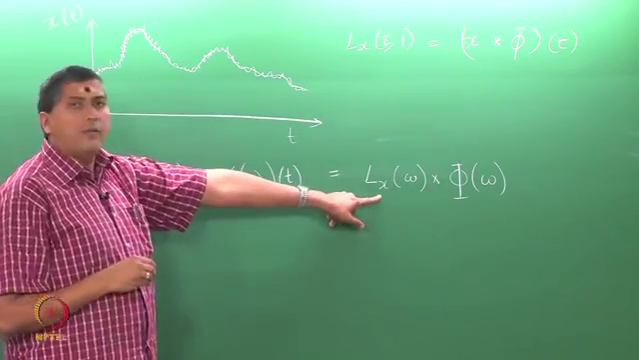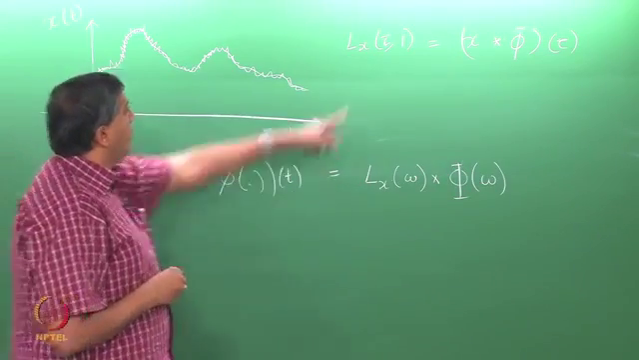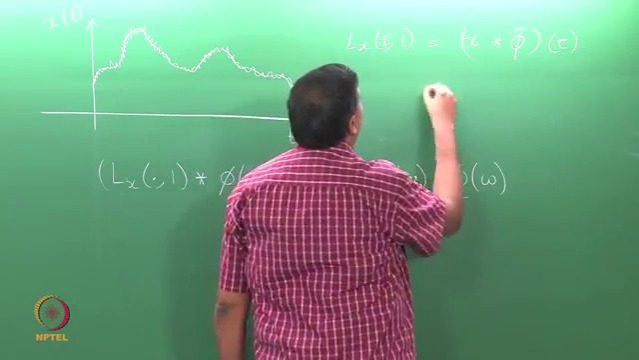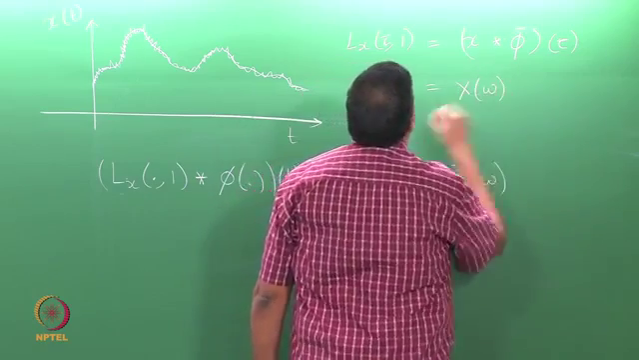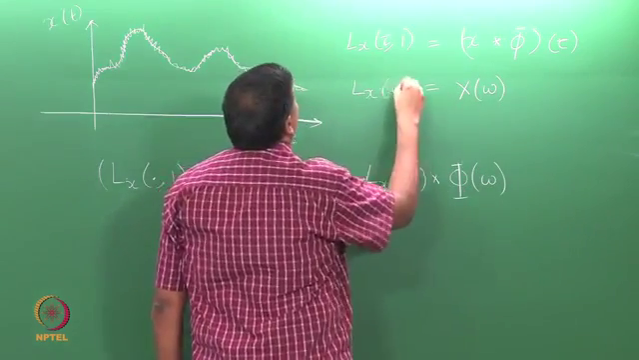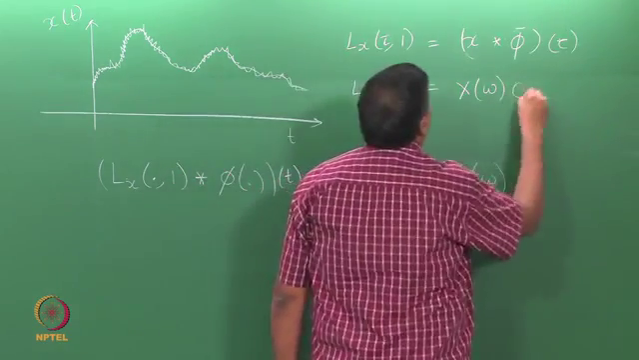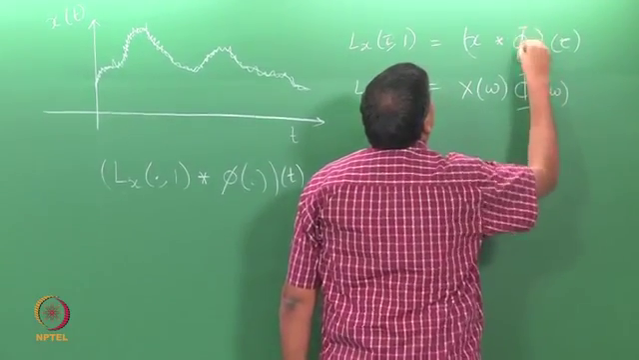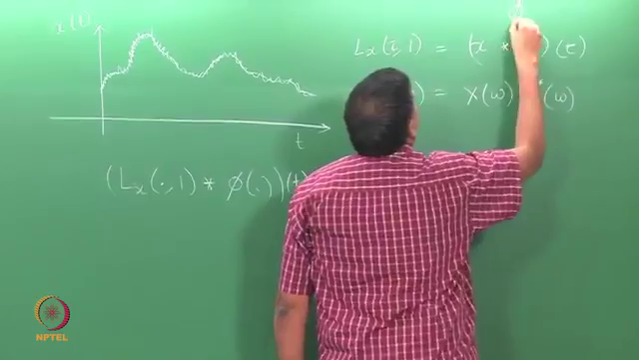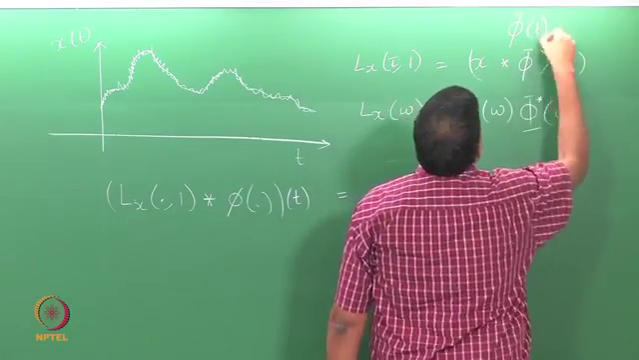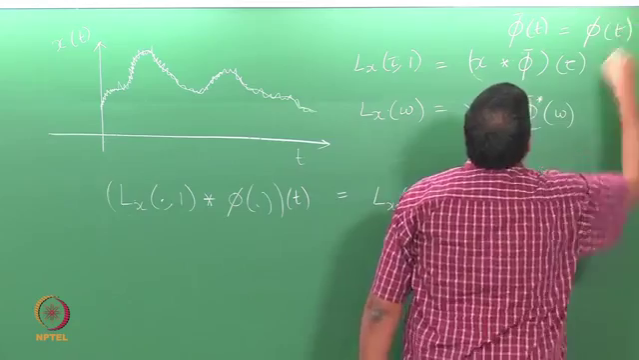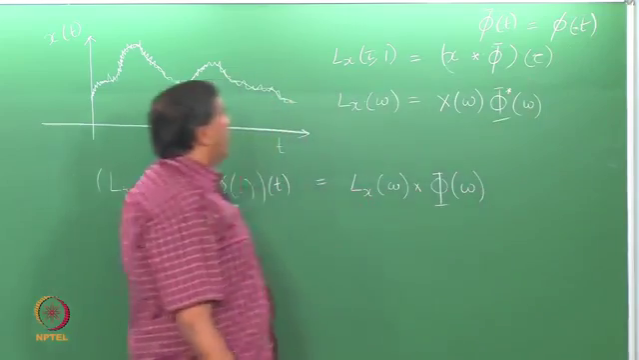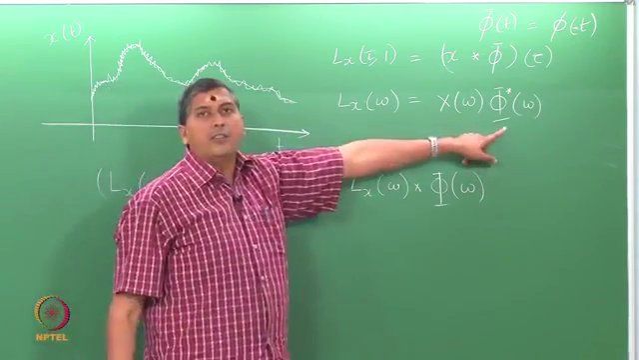Now, here I have the Fourier transform of Lx, which means I am looking at the Fourier transform of this convolution, and once again I use the property of Fourier transform and write the convolution as the product. So, the Fourier transform of L is X(omega) times phi star(omega), because phi bar here is the reflected version of the scaling function, and we know reflections in time produce complex conjugates in the Fourier domain.